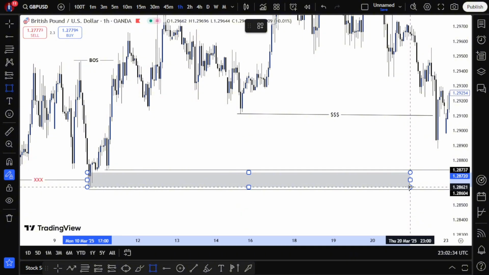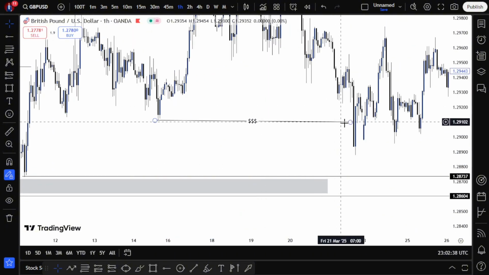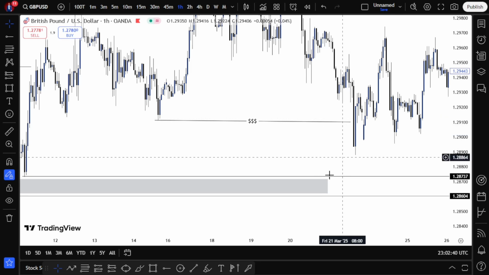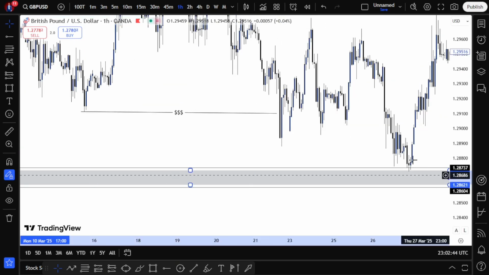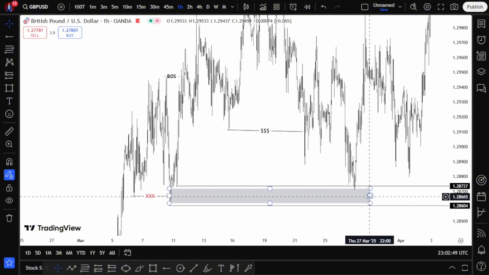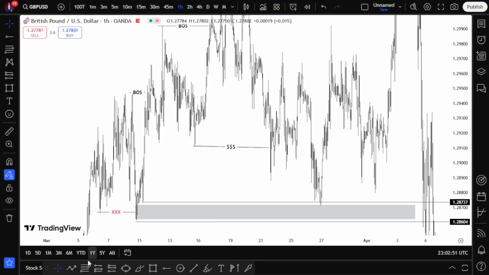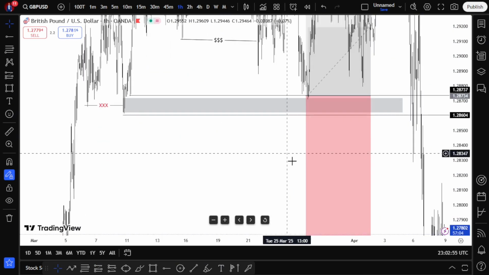So my POI becomes very small. My trade is now narrowed from there. That is, rather than trying to buy from that zone, I'm trying to buy from this particular zone right here. So you see, now what happened? The market taps into the zone, all right? And let's say you buy from here. What happens? Your stop loss is just below here.